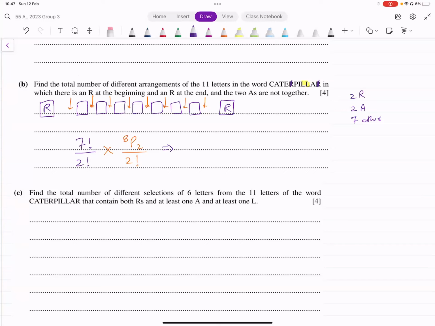Wait, sir, could you explain why the number is 70560? 70560. Okay, sorry, what was the question? So I was asking why did you multiply this by 8P2 over 2 factorial? Could you explain that?